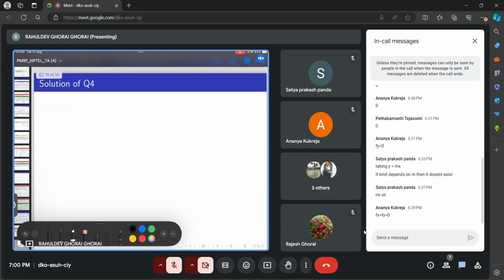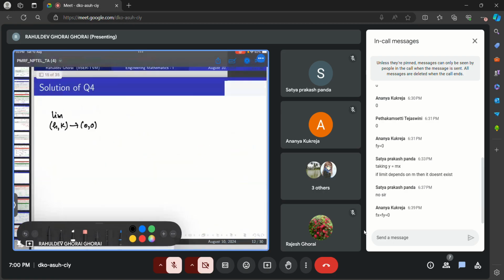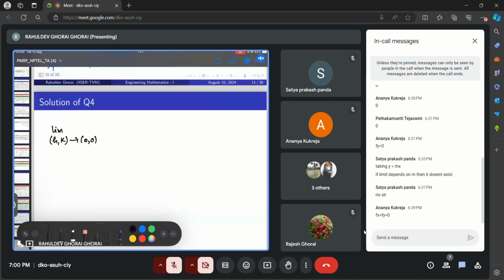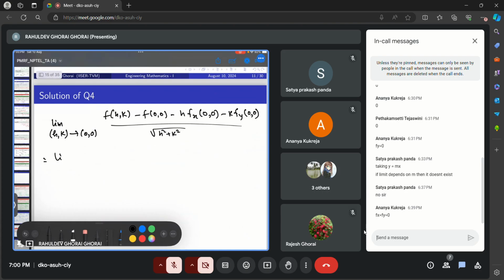You also try to do this with me. Then you don't need to spend extra time on these things. You can just practice here itself. So what will be the ratio? That ratio you remember, right? f of h k, because 0 plus h, 0 plus k, that is h k, minus f of 0 0, minus h times fx at 0 0, minus k times fy at 0 0, over square root of h square plus k square. What will be this limit as h k tends to 0 0?